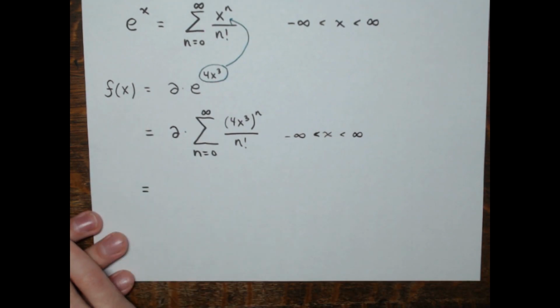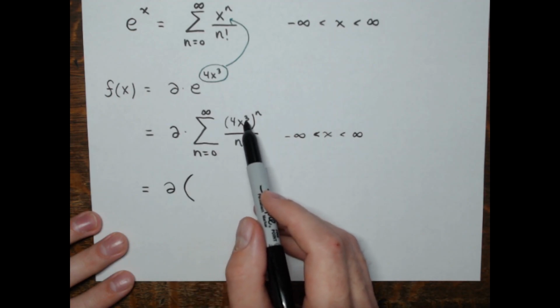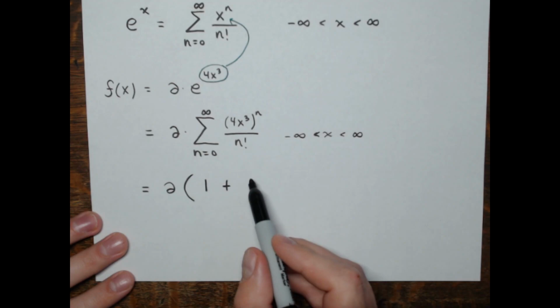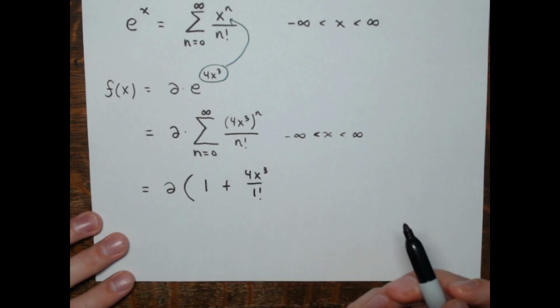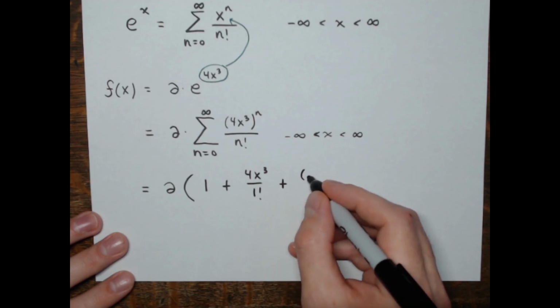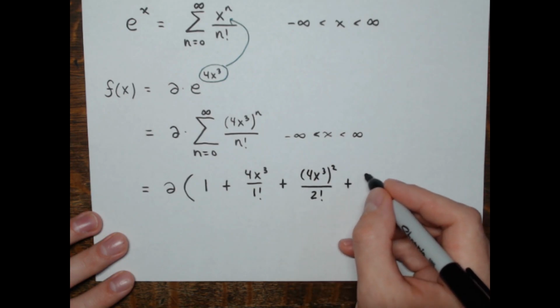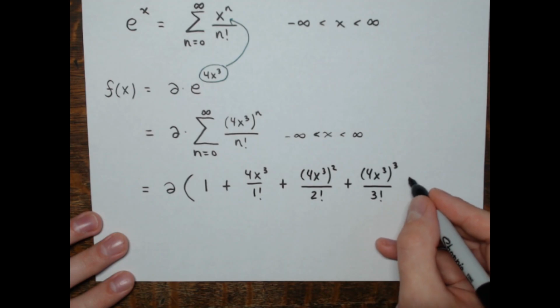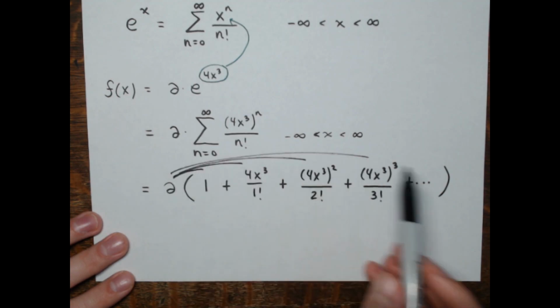Now, just like an earlier problem, they're only asking for the first 4 non-zero terms of the Maclaurin series. So this is 2 times, and then when n equals 0, I'd have 1 over 1, so just 1, plus, when n equals 1, we'd have 4x cubed to the first, divided by 1 factorial, which is just 1, so this is 4x cubed, plus 4x cubed squared divided by 2 factorial, plus 4x cubed to the third power divided by 3 factorial, and that's four non-zero terms. So I'm going to go plus dot dot dot, and then we'll distribute the 2 to all these.